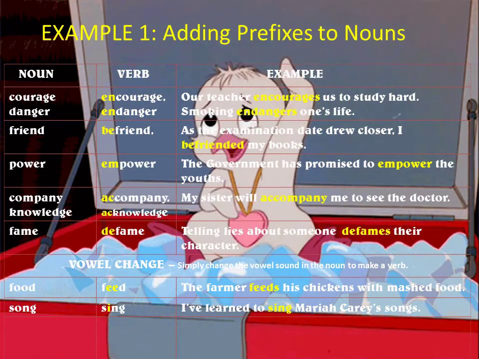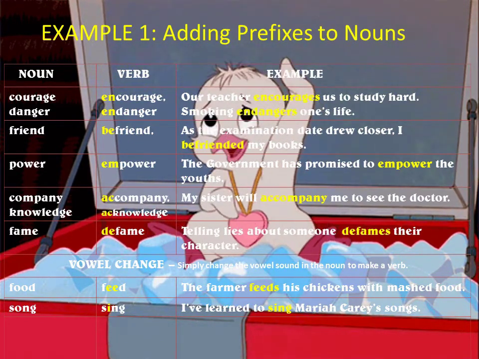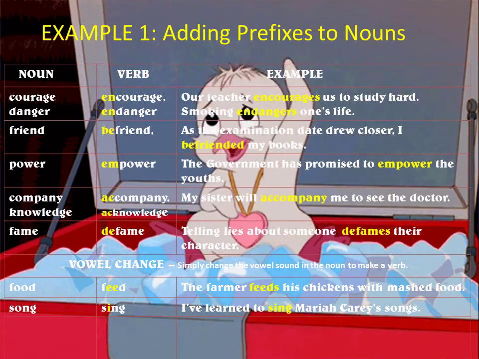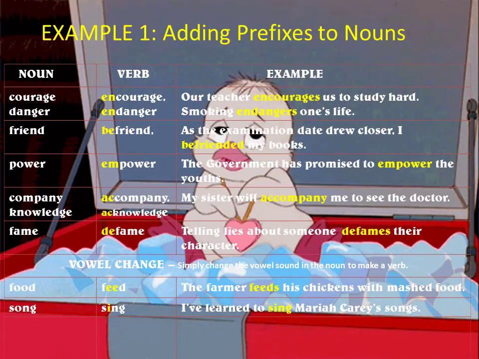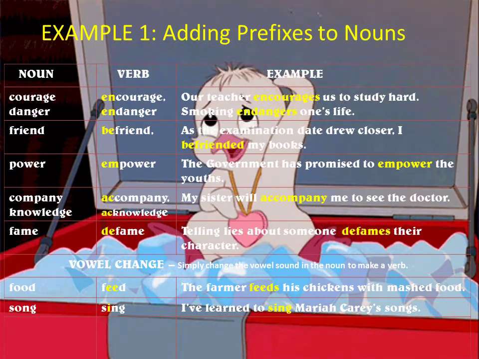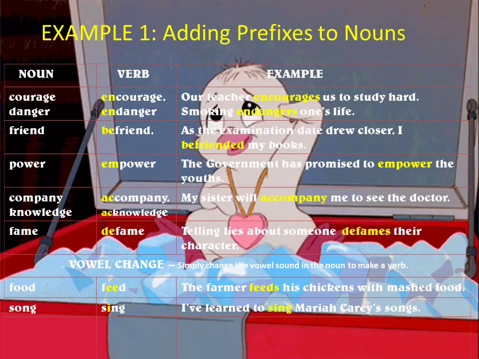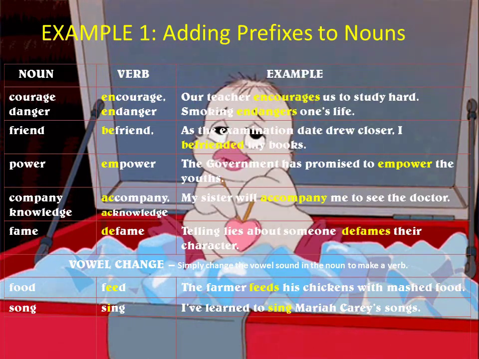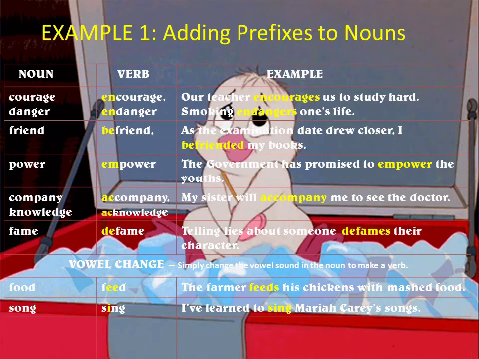Okay, for another similar example, you have company, and I also added ac in front of it. I have accompany. So I can also say my sister will accompany me to see the doctor. Okay, so accompany, of course, has become a verb which has been formed from a noun, company. So this is how it is done.